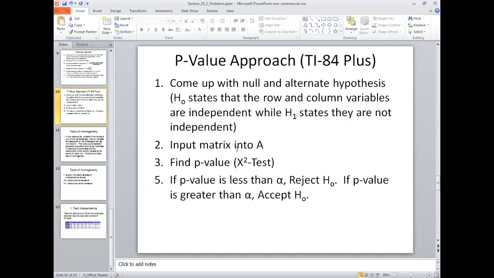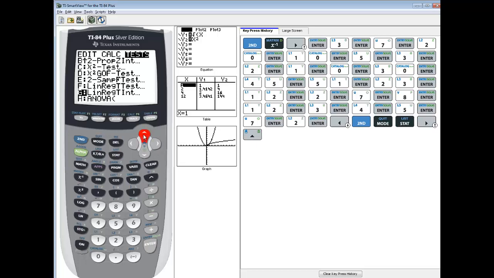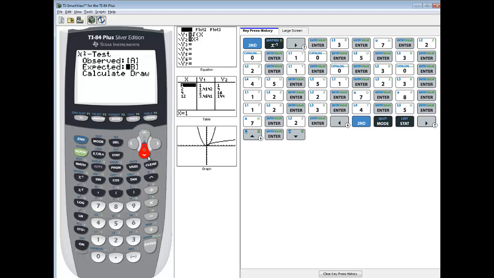Okay, input matrix in A. Now we want to find a p-value, and we use a chi-square test. So I press stat, go over to tests, up arrow to chi-square. Now our observed, we just put into A. That's what we just did. B is where it's going to put the expected for us. So let's go down to calculate. I down arrow to it, and I'll press enter on it.